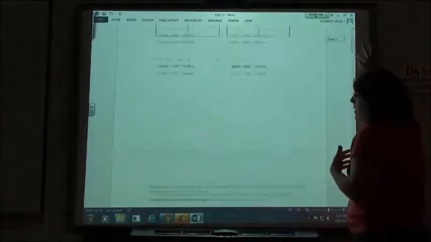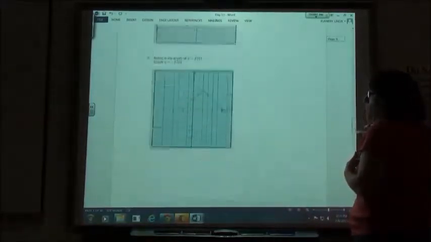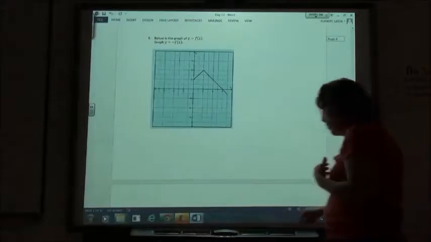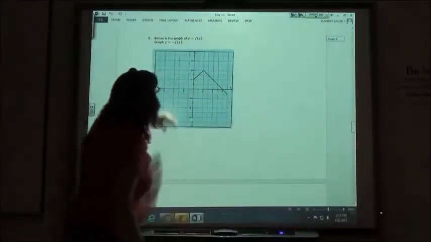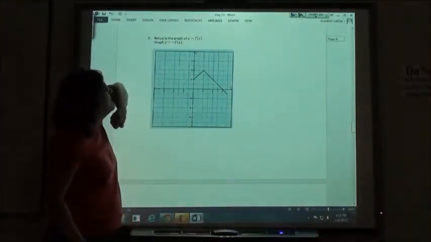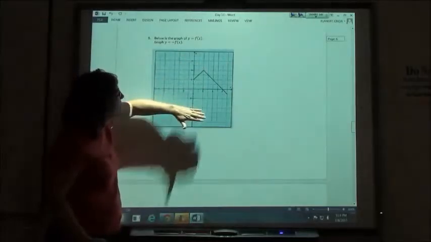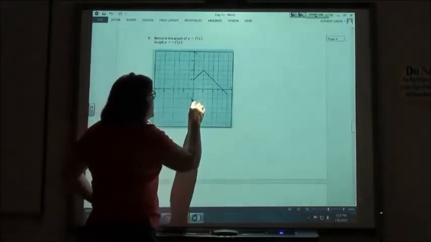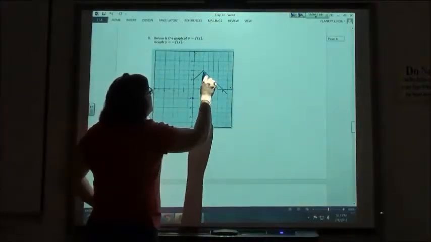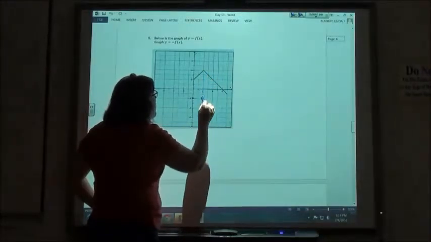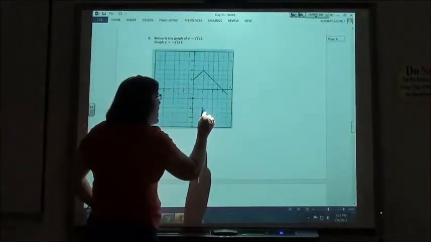And number 9. Same thing. Now looking at this one, the negative is on the outside. Since it's on the outside, it's going to reflect it across the x-axis. So this point's going to come down here. This one, 1, 2, 3, 4, will be 1, 2, 3, 4 down.